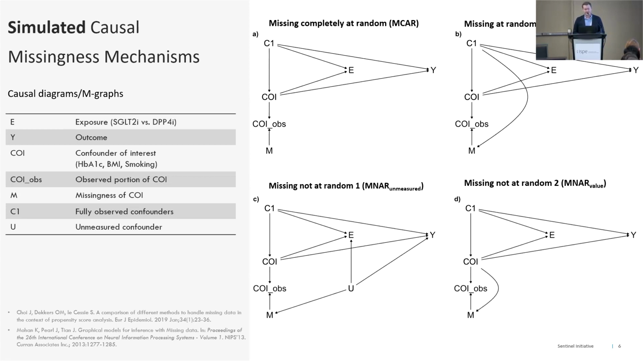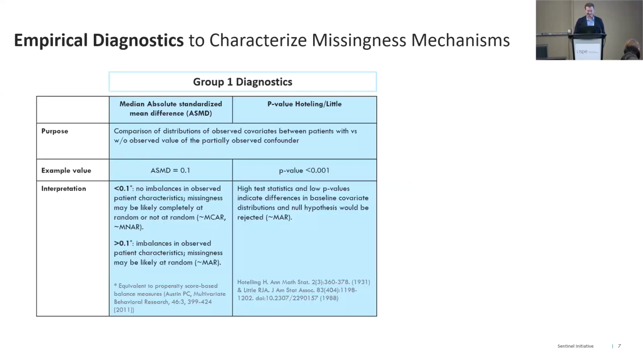And we additionally considered 2 missing not at random mechanisms, where under a MNAR unmeasured mechanism, the missingness was dependent on an unmeasured confounder. And in the missing not at random value mechanism, the missingness was dependent on the value of the confounder of interest itself.